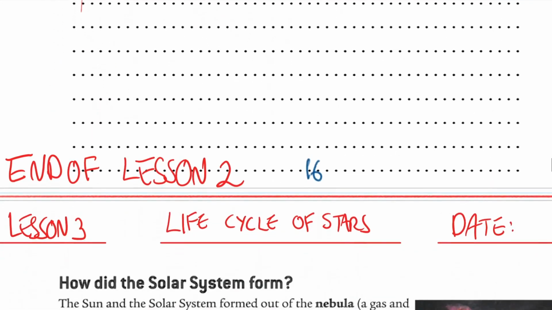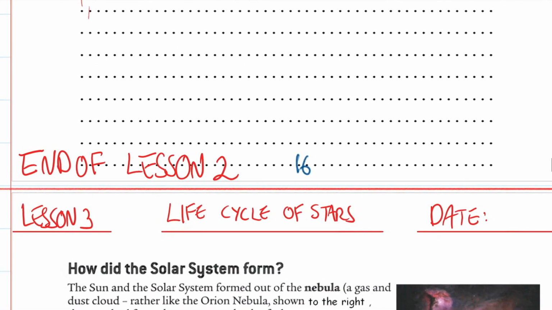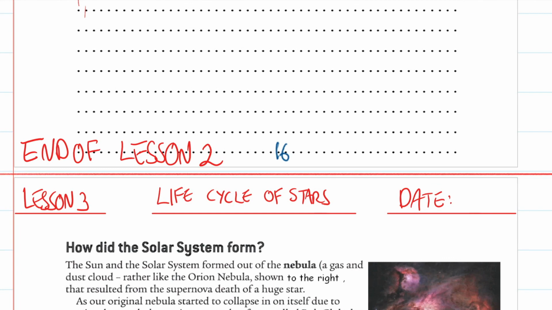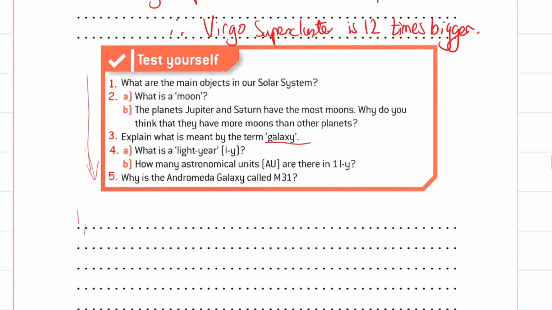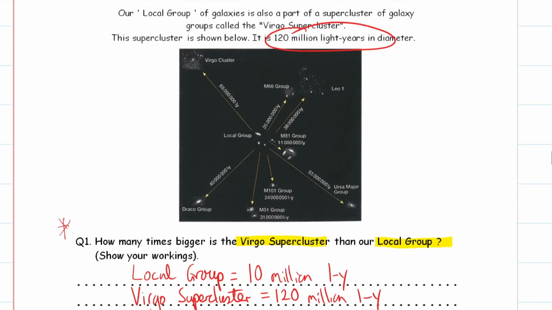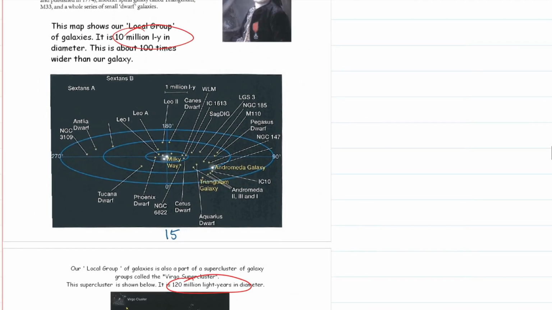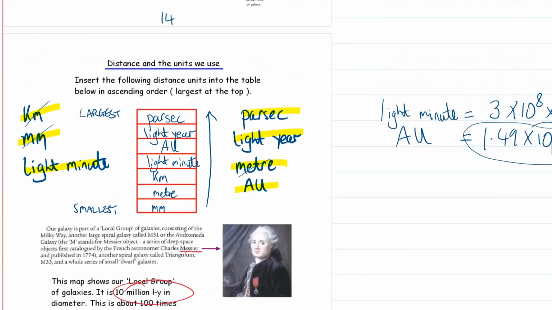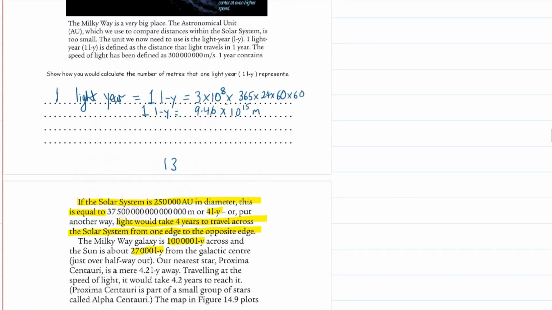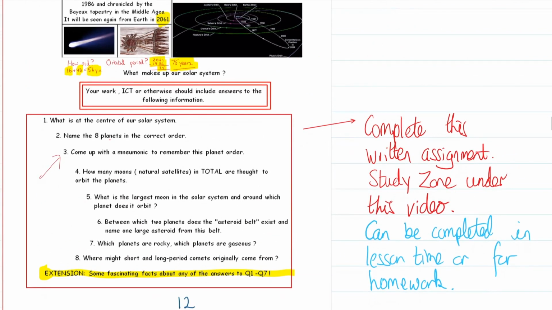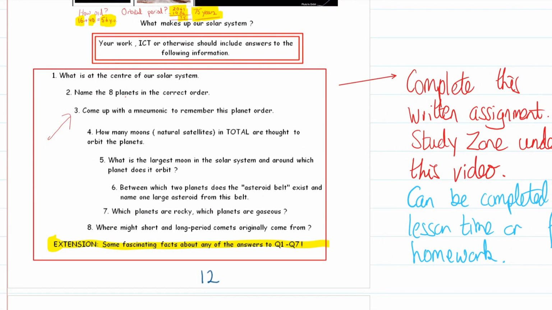And that brings us to the end of lesson 2 and the end of learning about solar systems. Next lesson we're going to look at stars and the life cycle of them. Make sure, please, that when you finish this video, you go back on Study Zone and complete that written assignment. Where is it? There it is, based upon those questions.